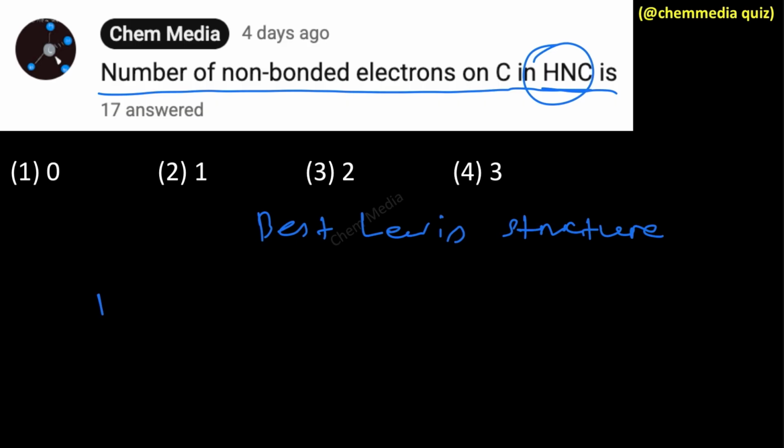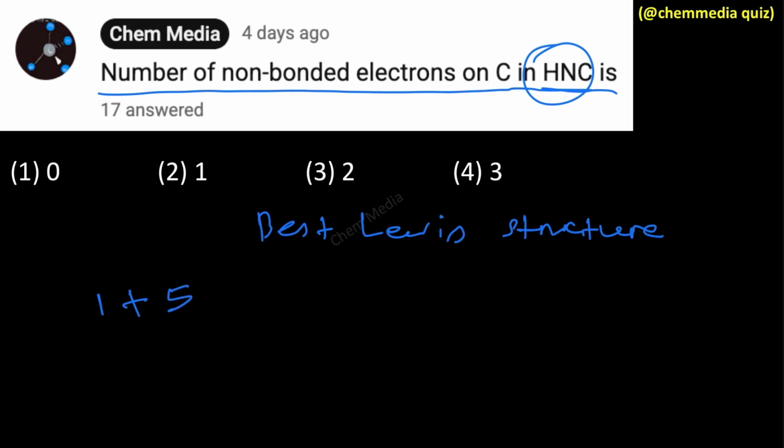Whenever a question like this is asked, the very first thing you should do is think about how to write the best Lewis structure. How many valence electrons do we have? Hydrogen, we have 1 valence electron. Atomic number is 1. Nitrogen, we have 5 valence electrons.